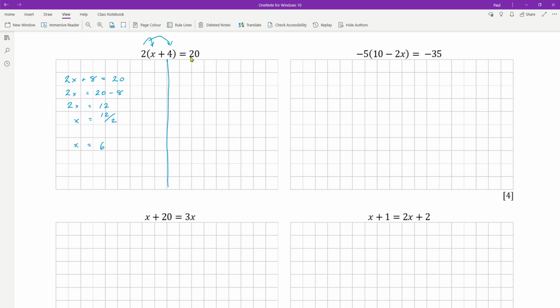Now if I do it the other way, because remember BEDMAS rules, you can actually do the brackets last. So there's a times out the front, so I get rid of that one first. If that's times by 2, then on the other side it'll be divide by 2. So x plus 4 is equal to 20 divided by 2. So x plus 4 is equal to 10. That's positive 4, so on the other side will be minus 4. So that's 10 minus 4, x is equal to 6.